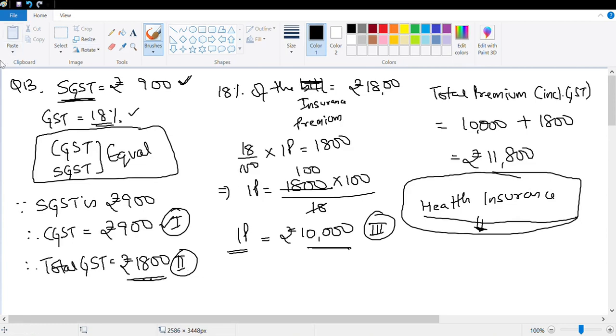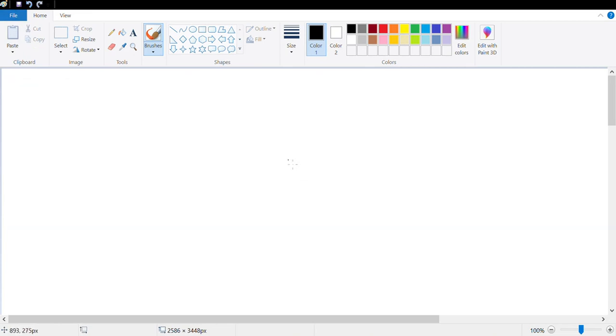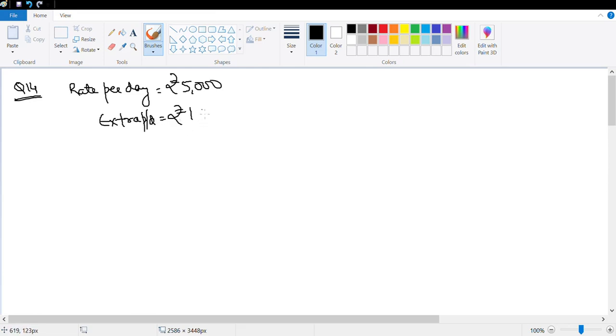So let's move on to the last question of this exercise. And the last question that I do with you is question number 14. Mr. Malik went on a tour to Goa. He took a room in hotel for 2 days at the rate of rupees 5,000 per day. Okay, so rate per day is rupees 5,000. On the same day, his friend John also joined him. Okay, the hotel provided an extra bed charging at rupees 1,000. So extra per day is rupees 1,000.